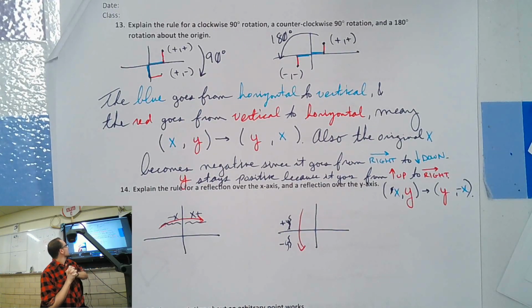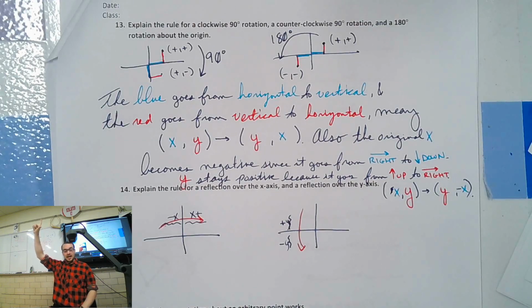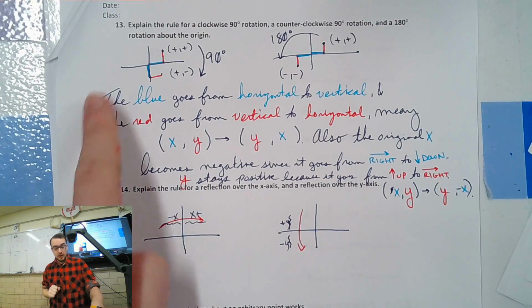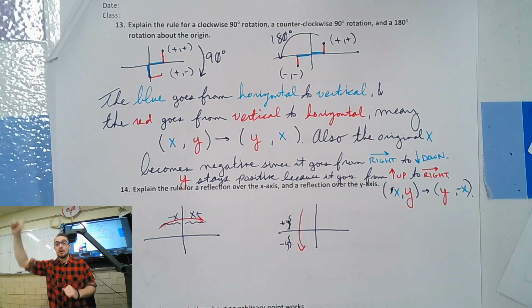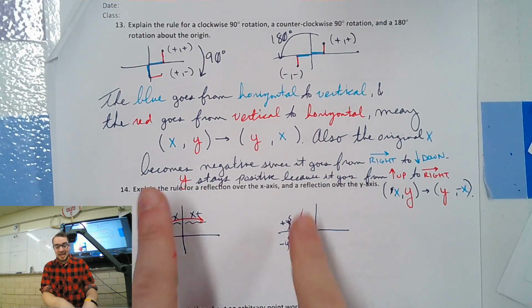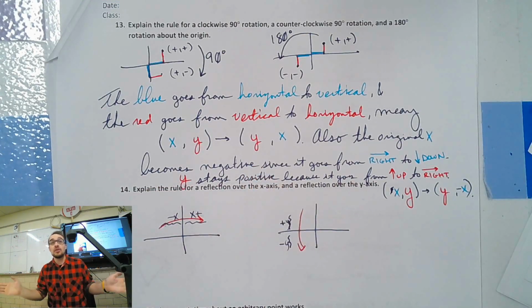So, the blue part of my L goes from horizontal to vertical. The red part of my L goes from vertical to horizontal. That means that X and Y switch places. Are you hearing the words I'm saying? No, can you say it again? Okay, here we go. And it's on there, right? The blue part of my L goes from horizontal to vertical, right? You can see that. The red part of my L goes from vertical to horizontal, which means that the X and the Y trade spots. You know this. Just write it. Also, the original X becomes negative since it goes from right to down.